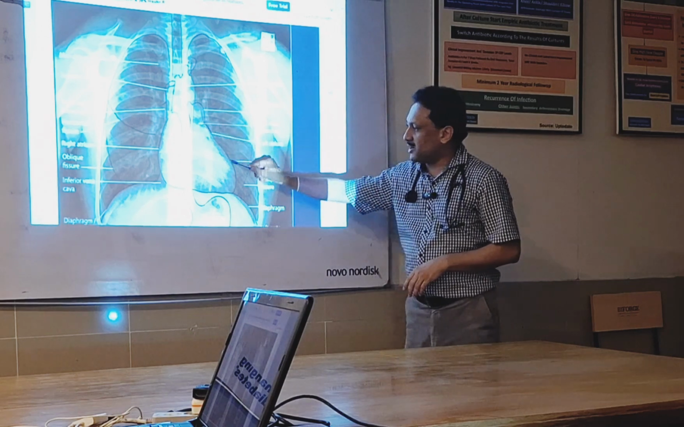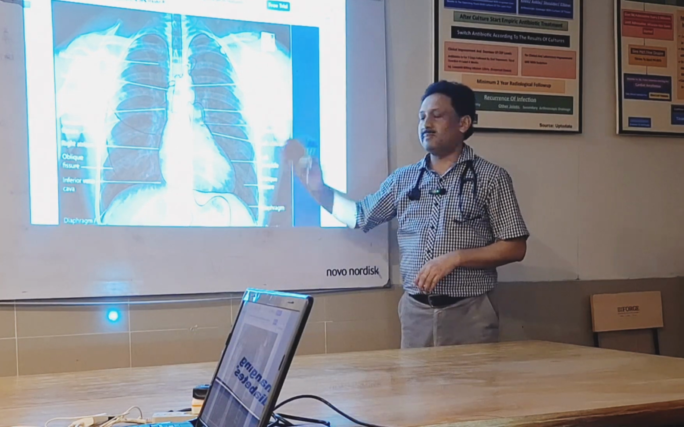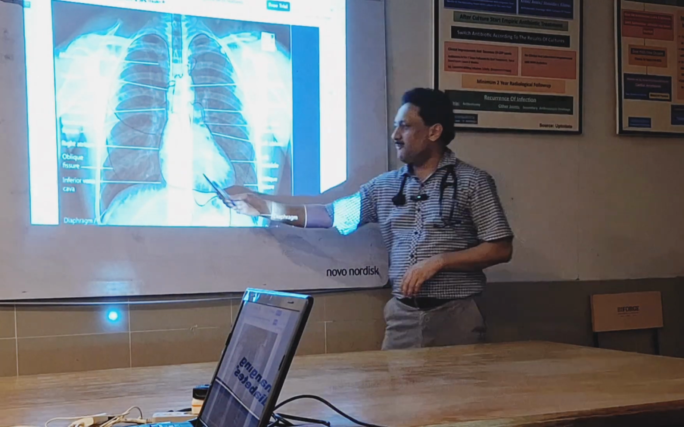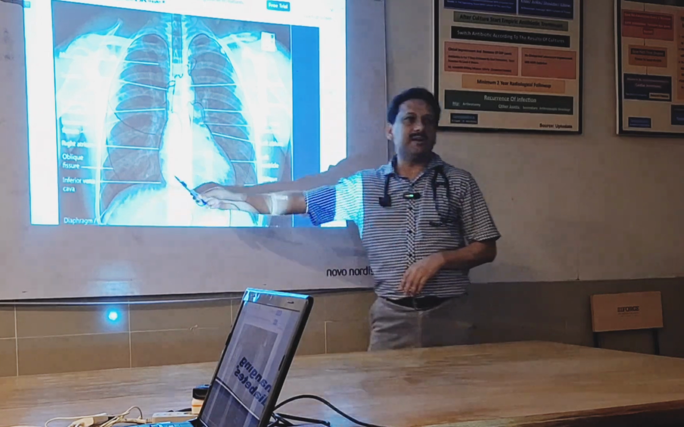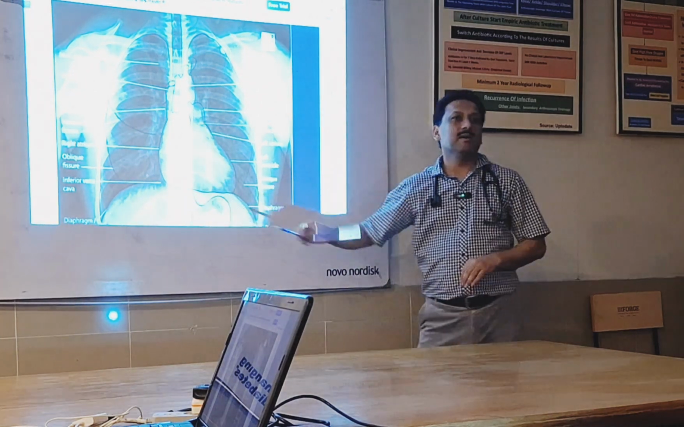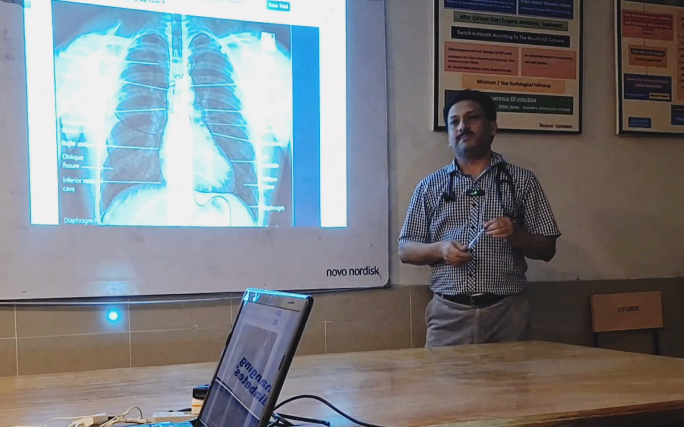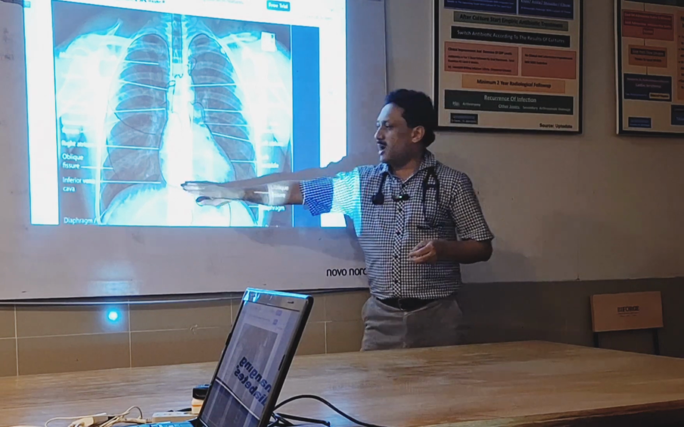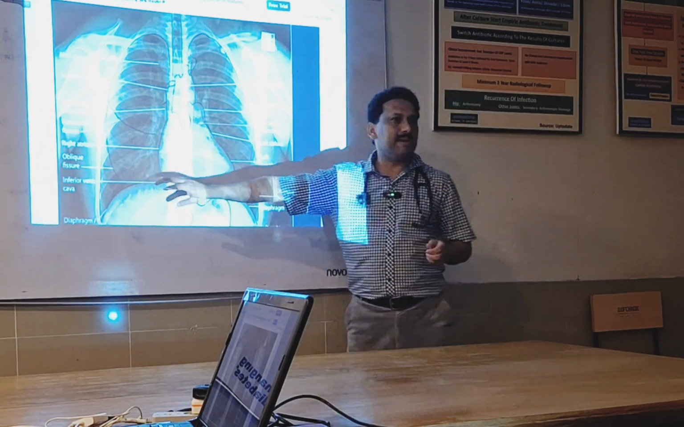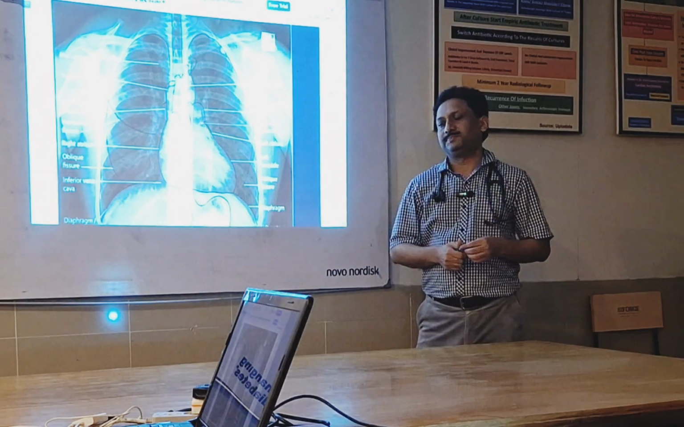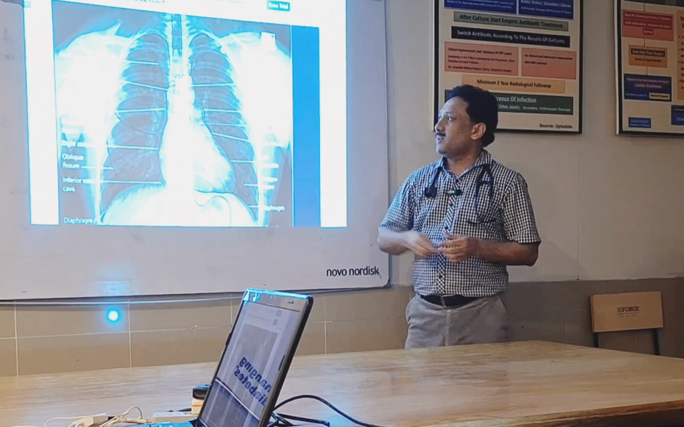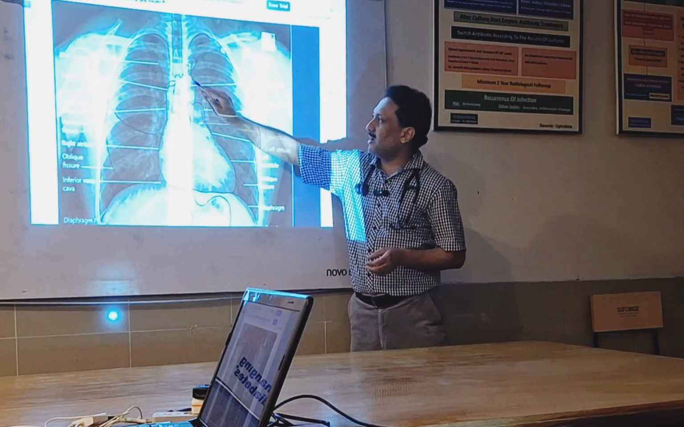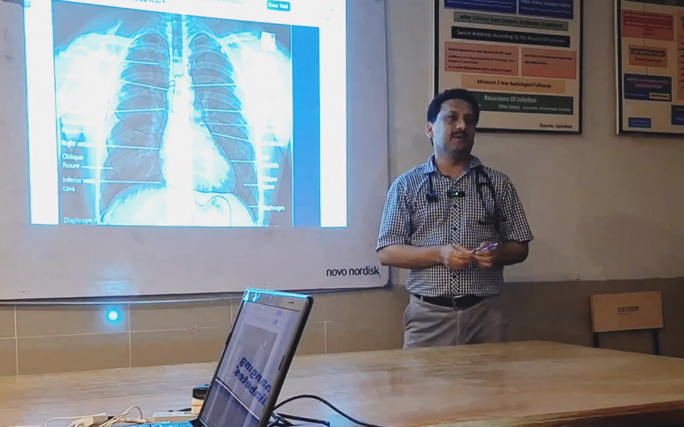Major portion of the heart is towards the left side. The diaphragm is 1.5 to 2 centimeters above on the right side. The third point, aortic knuckle is on the left side.